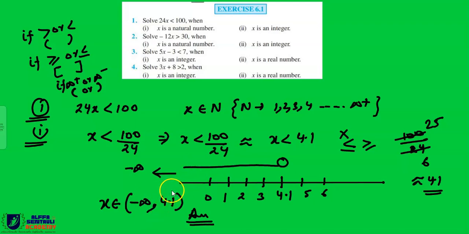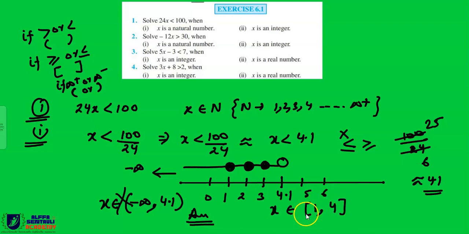This minus infinity will not come into the solution. All the natural numbers, means 1 is a natural number, this will come. Dark circle, 2 will come. 3 is also a natural number, this will come, and 4 is also a natural number, so 4 will also come. So your answer will not be this. Your answer will be x belongs to, which numbers you can take? You can take from 1, which is included in your solution, to 4. This will be your solution.